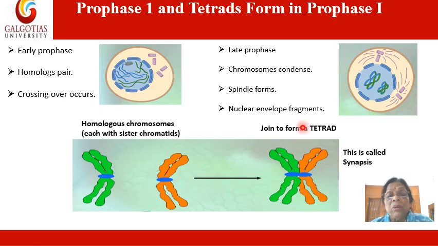So what happens during late prophase? During late prophase, chromosomes condense, the spindle is formed, and the nuclear envelope fragments. We have studied till now that the nucleus is separated from the rest of the cytoplasm by the nuclear membrane, which is porous, and this nuclear membrane then disappears. So during cell division, both the nuclear membrane and the nucleolus disappear.